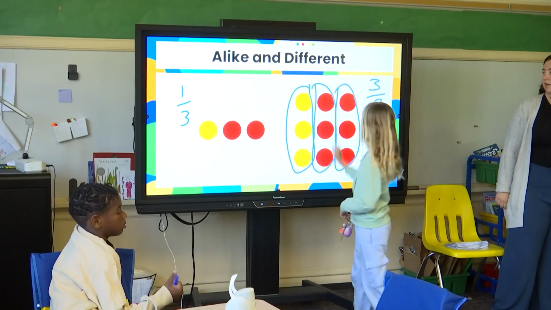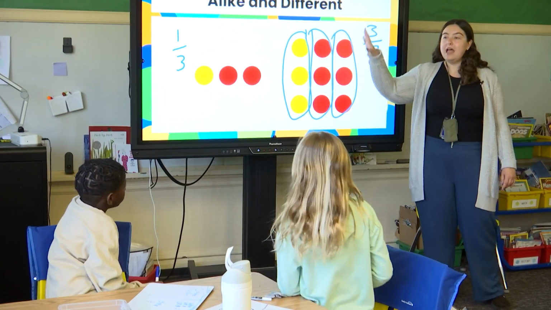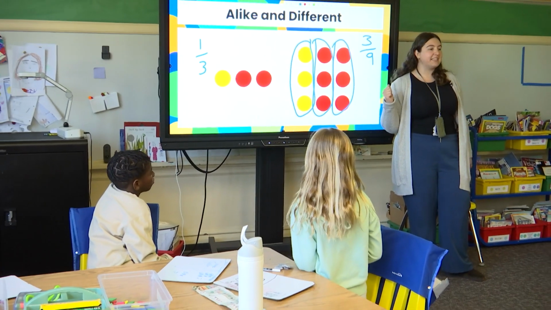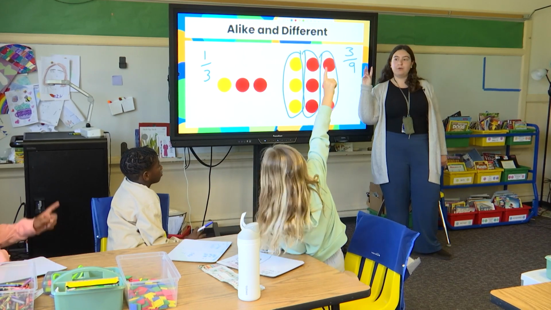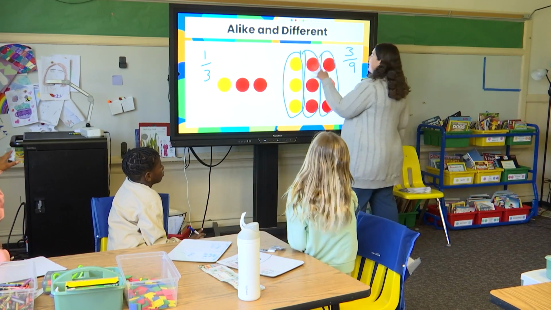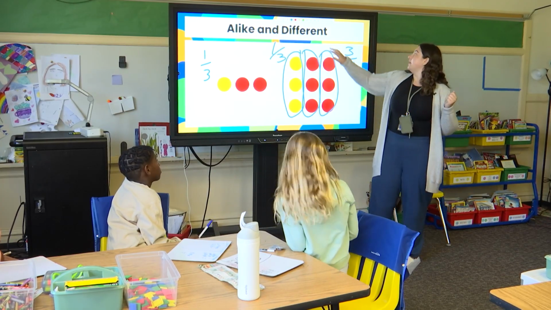Ooh, was anyone else thinking to group them like that? Good. So now, if we look at these groups, we have 3 groups in all, and of these groups, how many are completely yellow? Show me with your finger. Good, 1 of them, right? So out of these groups, there's 3 in all, and 1 is yellow, okay?